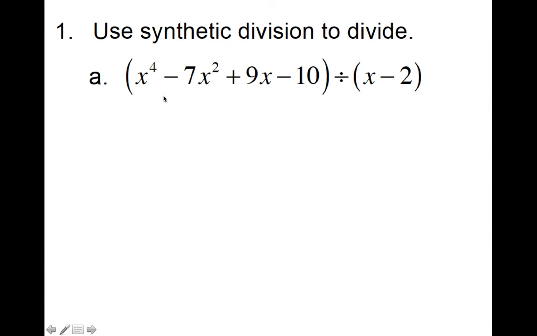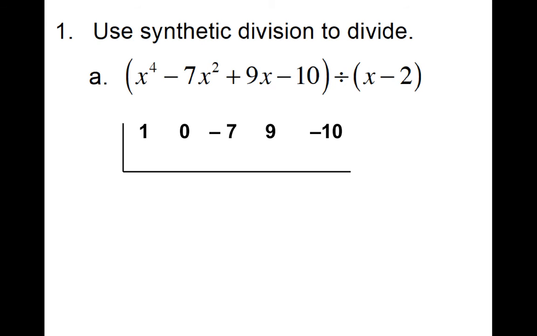So when we write our coefficients, we have 1x to the 4th, we have 0x cubed, a negative 7x squared, a positive 9x, and a negative 10. And that is being synthetically divided by our factor x minus 2. When I set this factor to 0, I get x equals positive 2. That's what I'm going to put in front of the synthetic division.